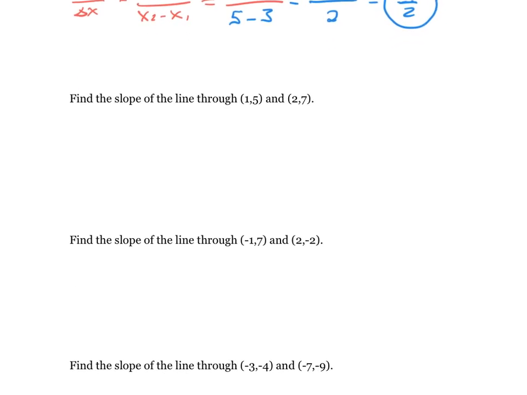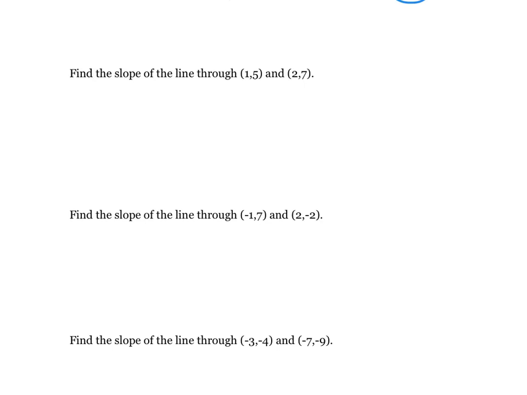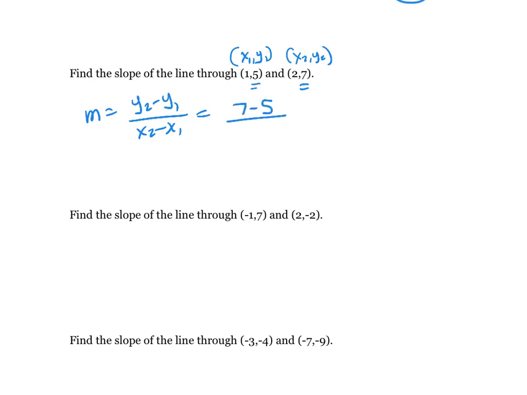I want to find the slope of the line through 1, 5, and 2, 7. Again, this is x1, y1, and x2, y2. So remember, to find the slope, I want to subtract the y's on top and the x's on the bottom. So y2 is 7, y1 is 5, so 7 minus 5.